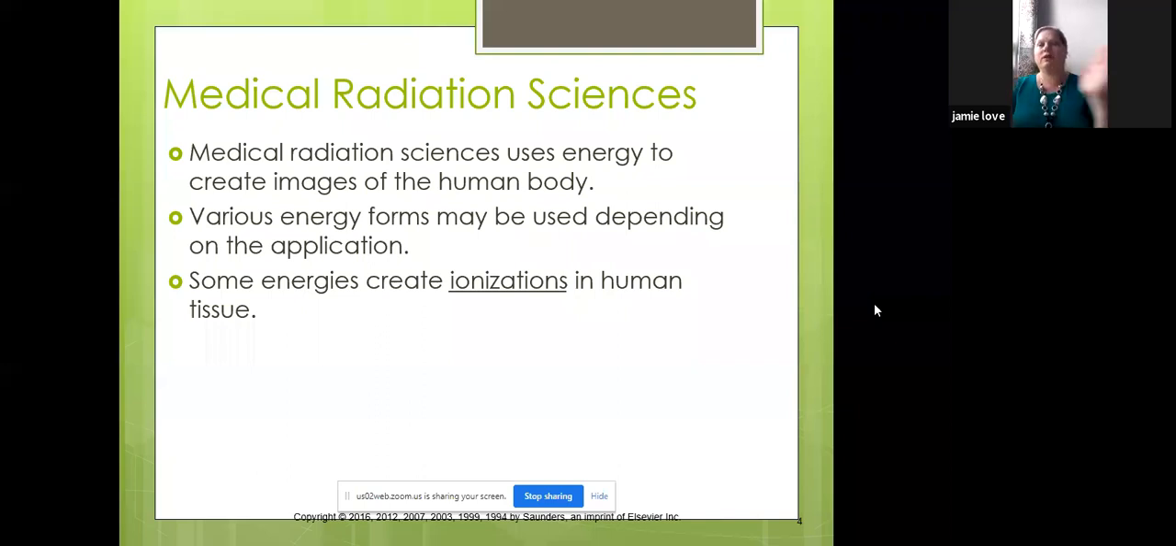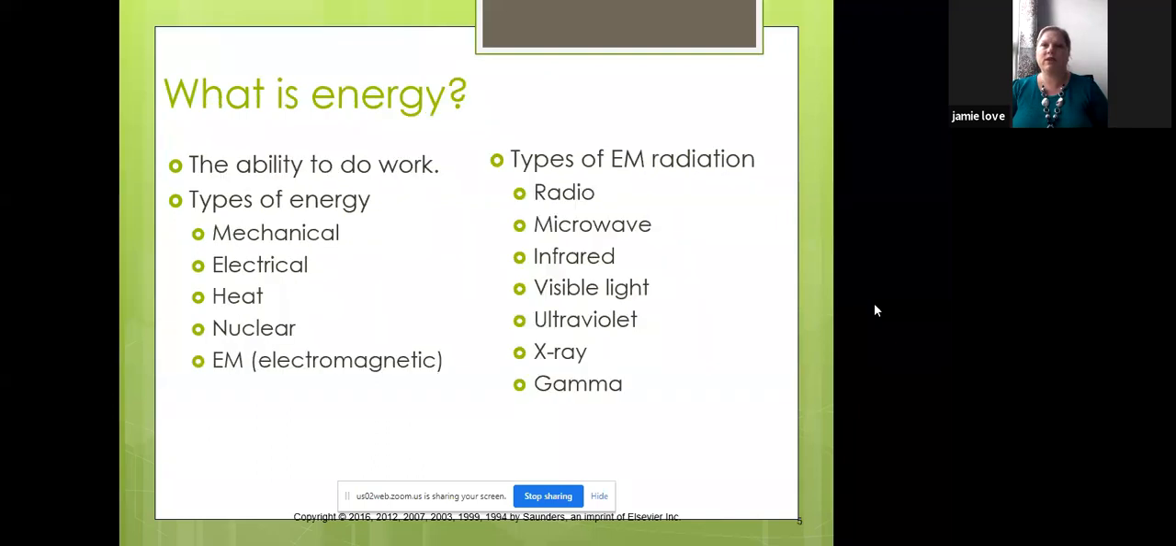So on the electromagnetic spectrum, we're going to see different energies. And so just basic physics. Energy is the ability to do work. We have mechanical, electrical, heat, nuclear, and EM, or electromagnetic radiation or energy. Some things on that spectrum are radio waves, microwaves, infrared waves, visible light, UV, X-ray, and gamma. Once you get to the end of the spectrum, X-ray and gamma, we're getting so high of a wavelength frequency that it can become ionizing or damaging to the tissue that it's interacting with.